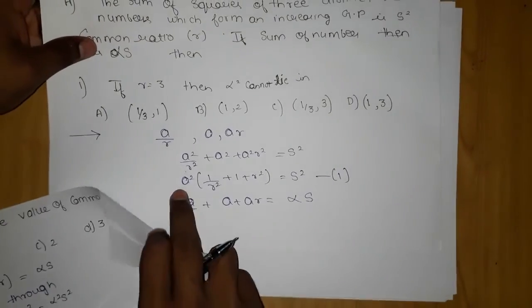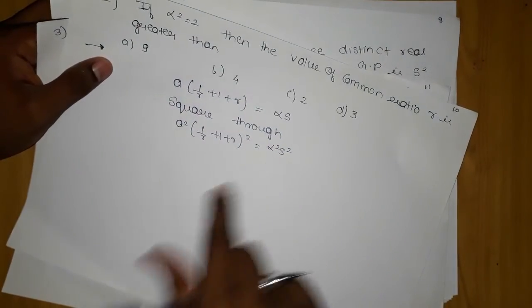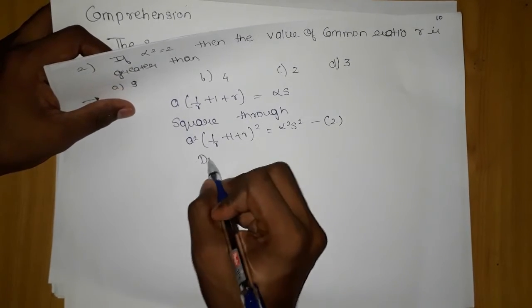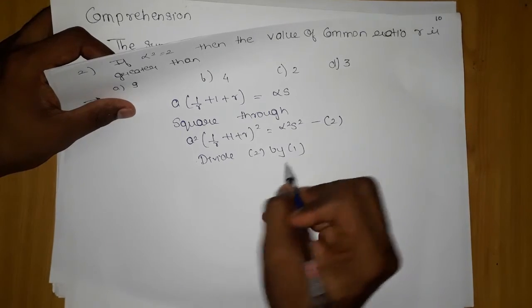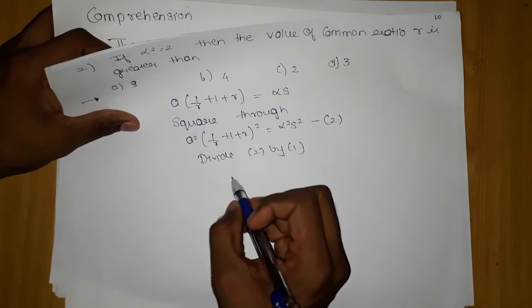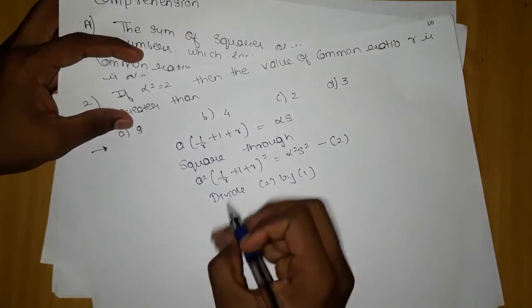But I was thinking that since A square is there in this and S square is there, if I divide both of them, I want to eliminate this and get some alpha range. For that we need to get rid of this A square and S square. So I will call it 2 and divide 2 by 1.